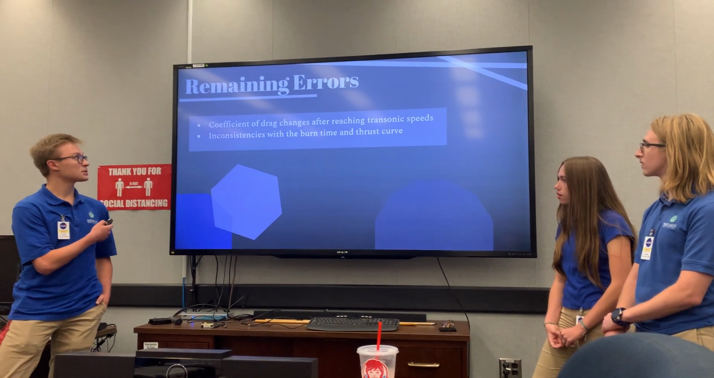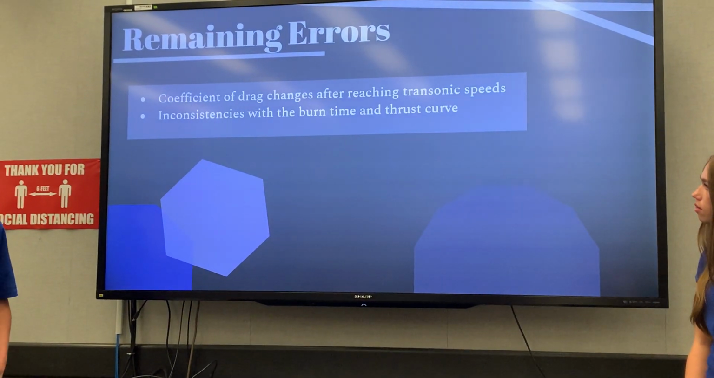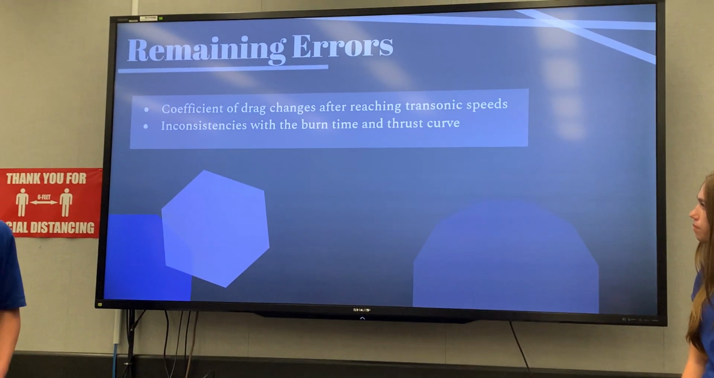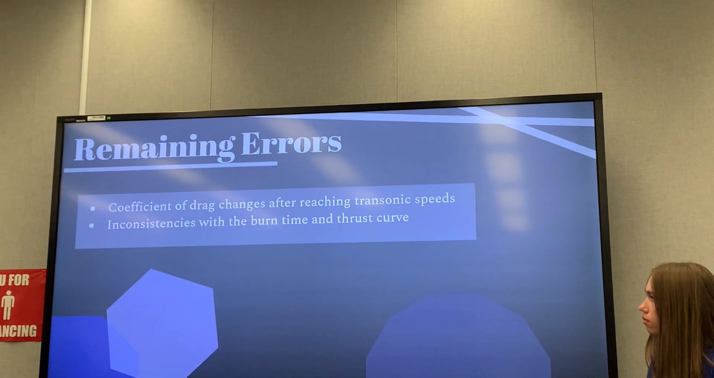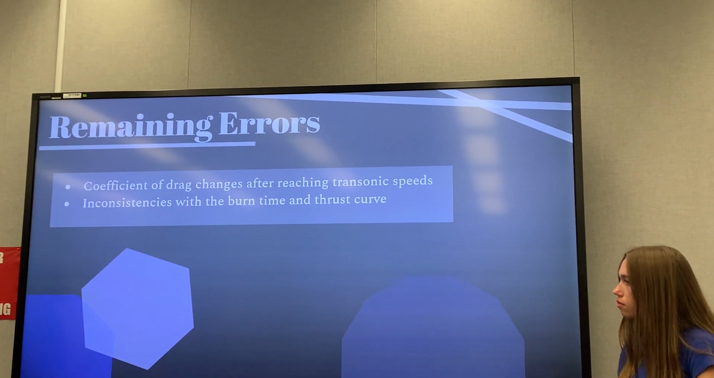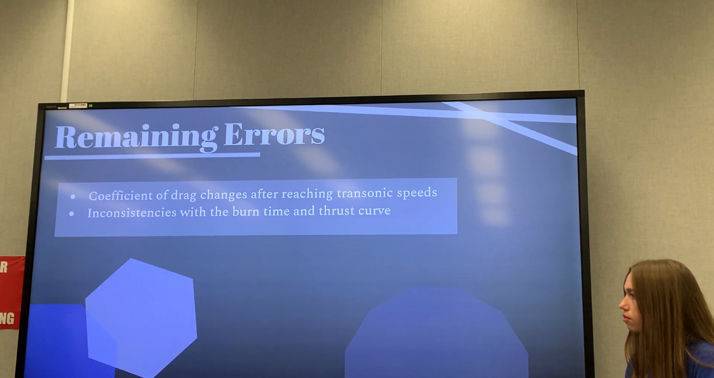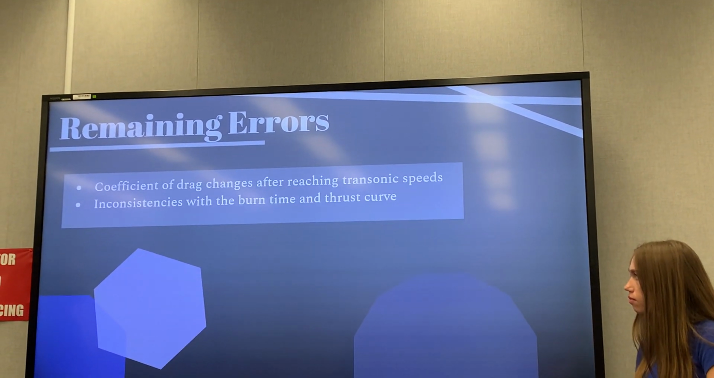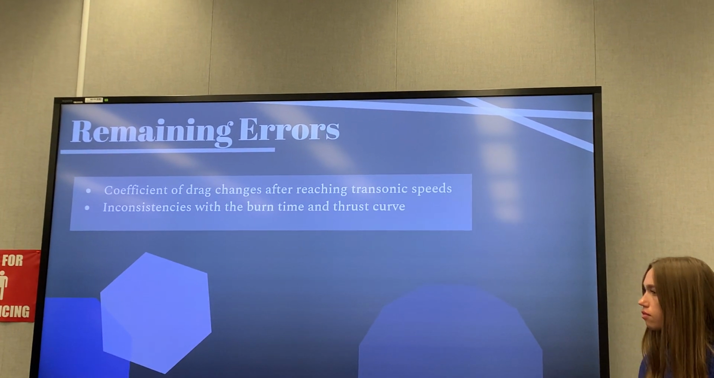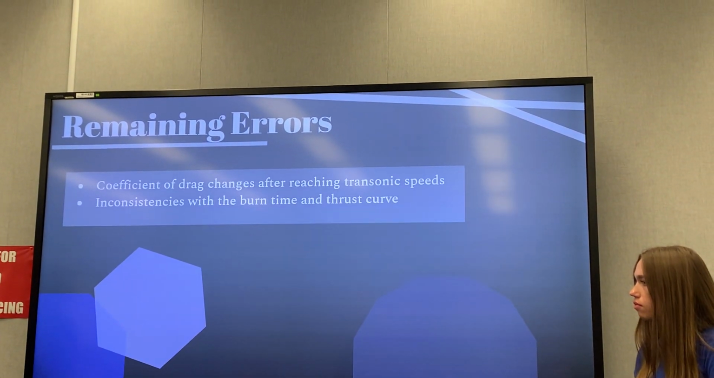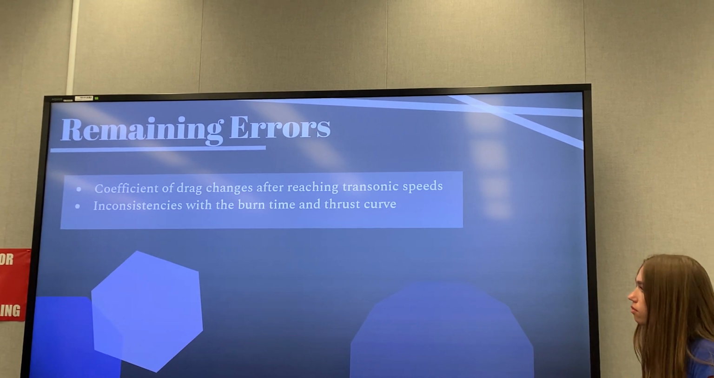One thing that we saw through our simulation is that it was hard to calculate this, but we do recognize that the coefficient of drag continues to change after you reach the area of supersonic, transonic speeds. That was not accounted for in this simulation, but we would like to account for that in future iterations of this model, so that we can create a more accurate simulation of the path of our rocket.